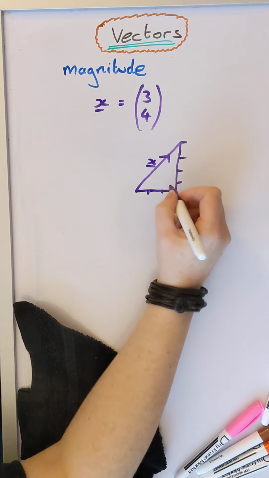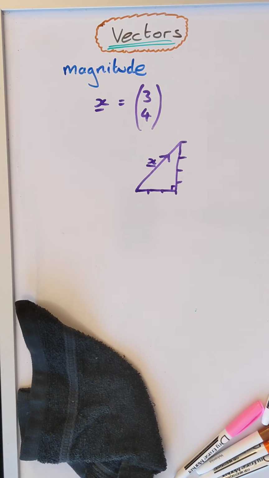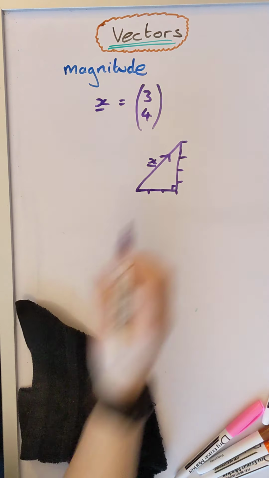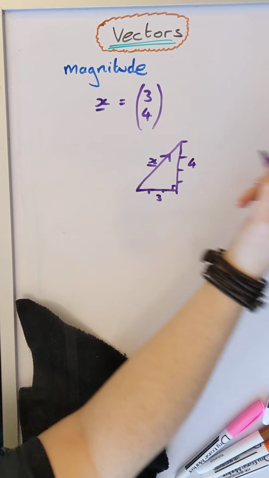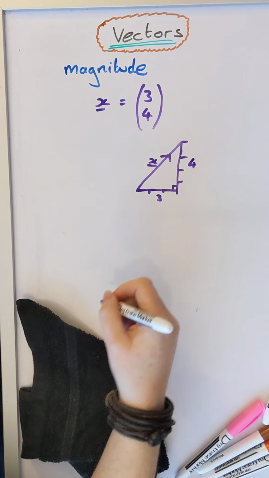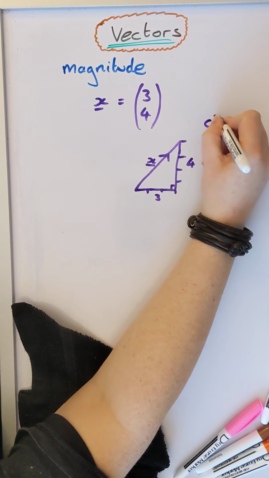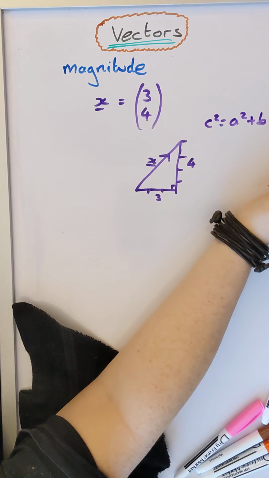But this should look a bit familiar to you. We have a right angled triangle. So in order to find the length of our vector, we can use our Pythagoras theorem. So we know this side is 3, this side is 4. And that will give us Pythagoras theorem. We know that c squared equals a squared plus b squared.